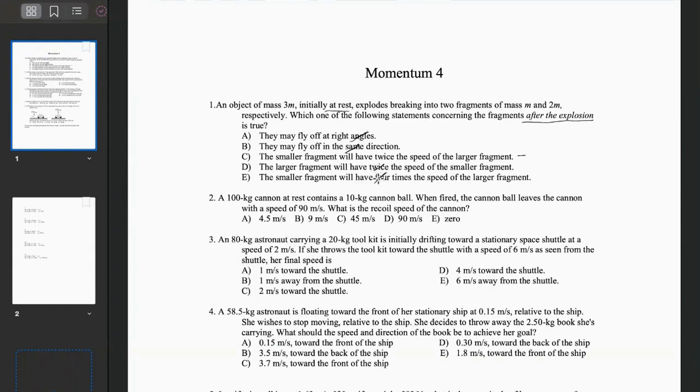No, because then it would have twice the momentum. The smaller fragment will have 4 times the speed. No, because then it would have more momentum. So definitely C.